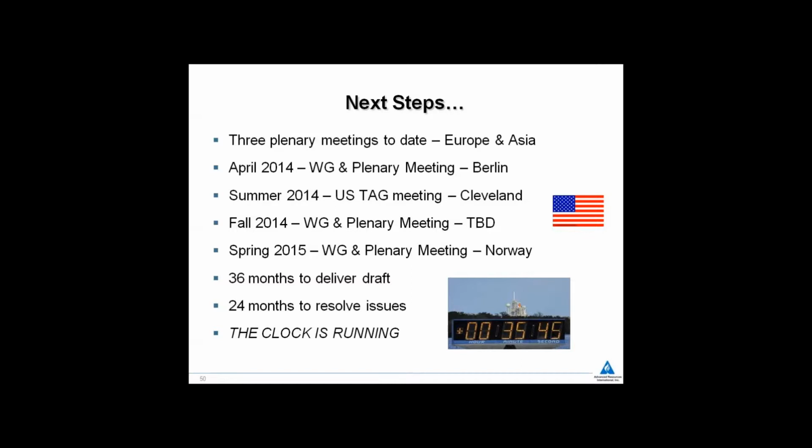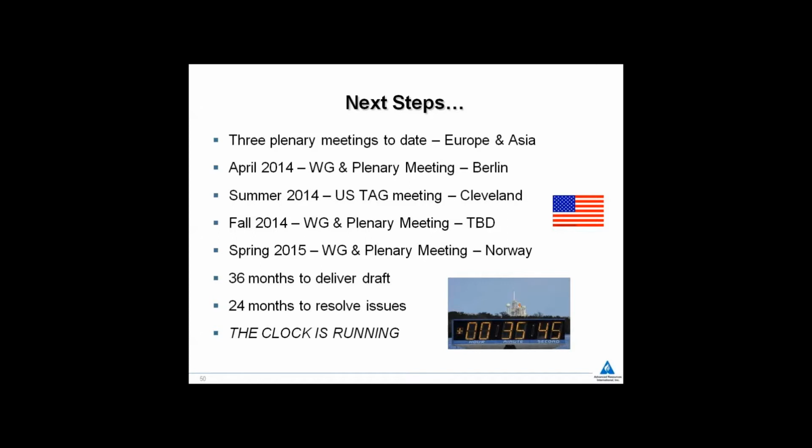The U.S. TAG will meet again this summer, most likely in Cleveland. That's CSA's headquarters. It's expected that the working groups and the plenary of TC 265 would meet again in the fall somewhere. The expectation, since we've had Europe and Asia, is that this would be a Western Hemisphere, either a U.S. or Canadian meeting. In the spring of 2015, we're going to Norway.